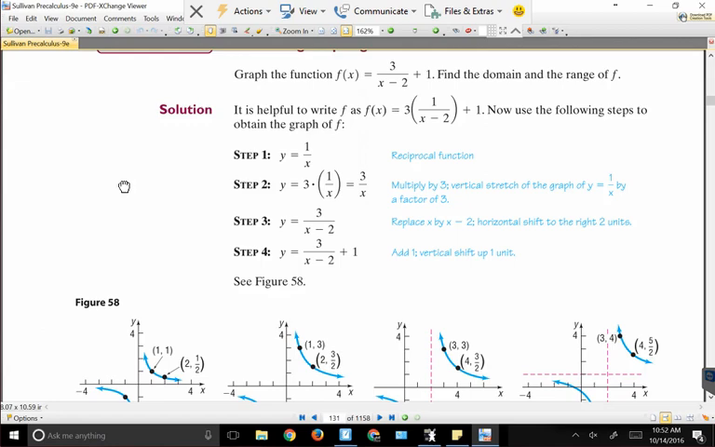Do you have to do it in that order? Not always. I mean, could I go and move this thing over and then multiply everything by 3? Should work, right?